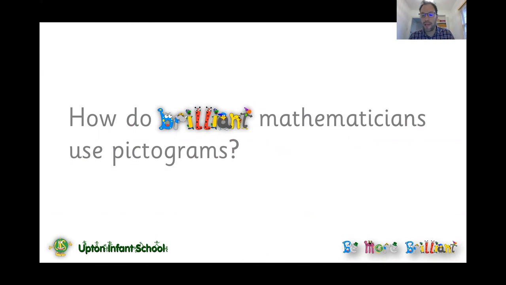Today's maths lesson. We've only done 1 lesson, not lessons. Today, our question was, how do brilliant mathematicians use pictograms? And we have been exploring pictograms, drawing pictograms, and answering questions on them. But today, all of our symbols only represented 1 item. Tomorrow, we're going to do some pictograms where they might represent 2 or 5 or 10 items.